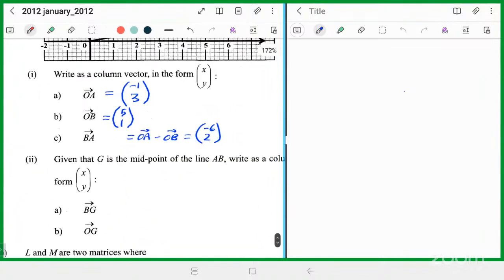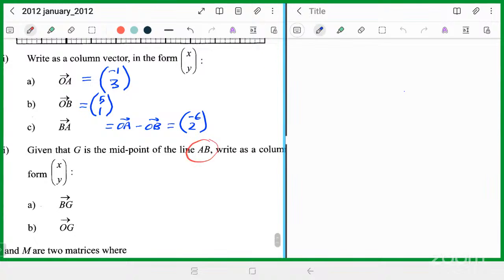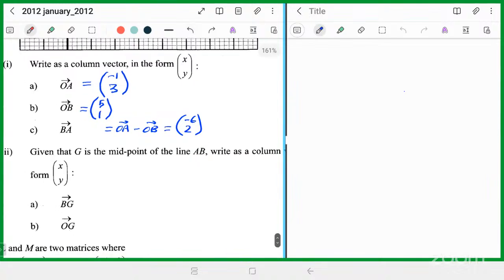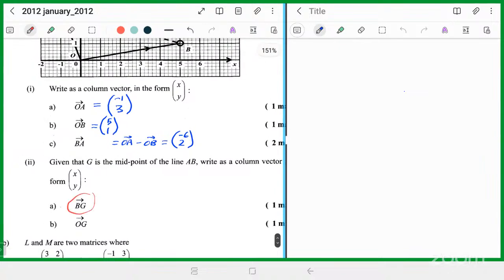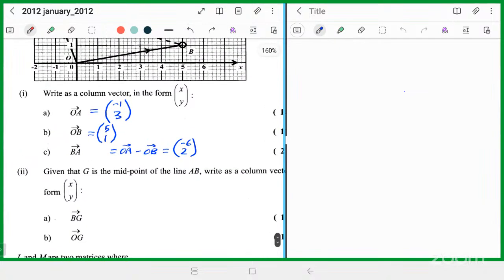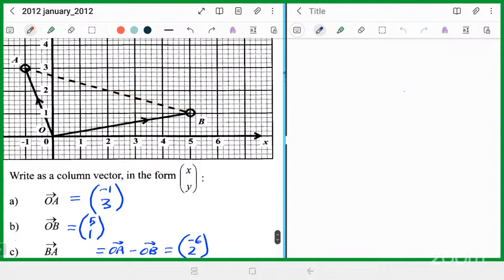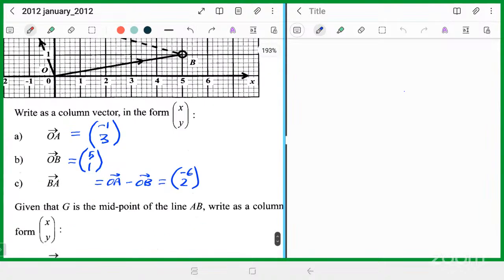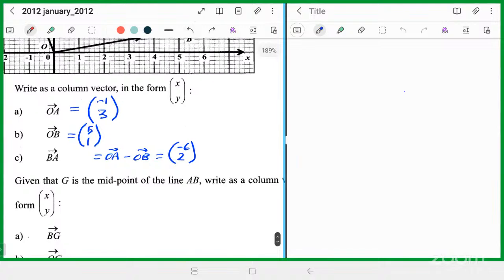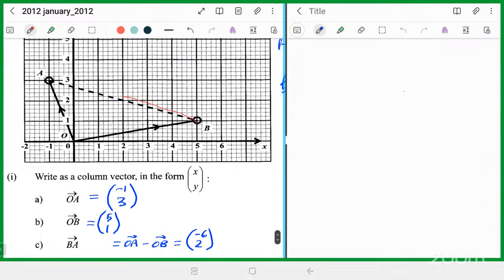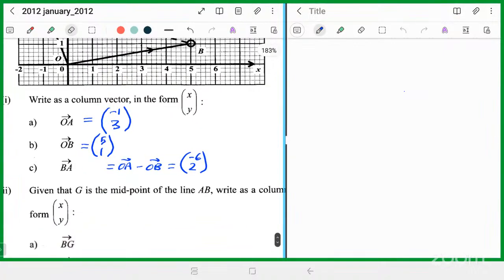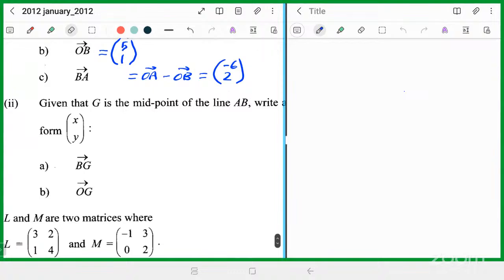Next part says, given that G is the midpoint of the line AB, write the vector BG. So this is the line AB, and G is halfway on it. They want BG, so B to G, this way. B to G is going to be half of BA, because G is somewhere near the middle. So BG is simply half of the BA.